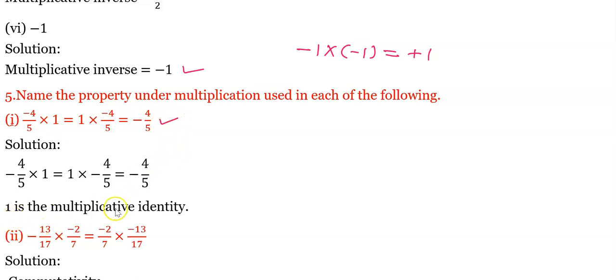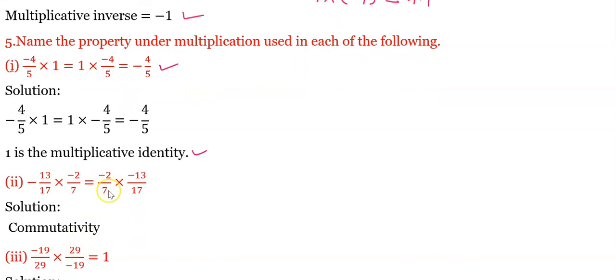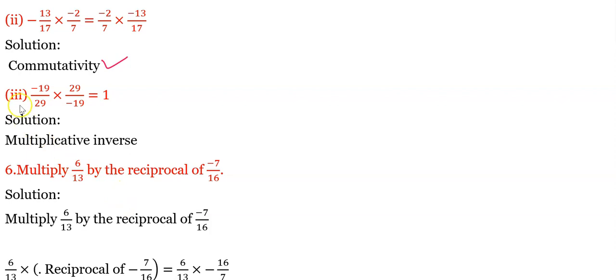1 is a multiplicative identity here. Okay. Next, minus 13 upon 17 into minus 2 by 7 equals minus 2 by 7 into minus 13 upon 17. It's commutative. Next, minus 19 upon 29 into 29 upon minus 19 equals 1. It is called the multiplicative inverse.